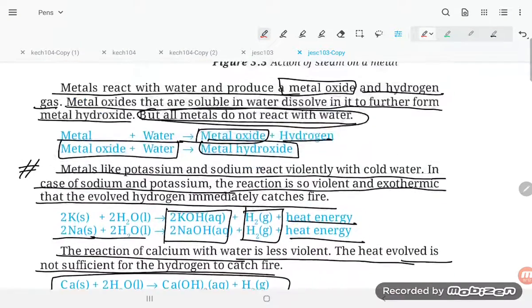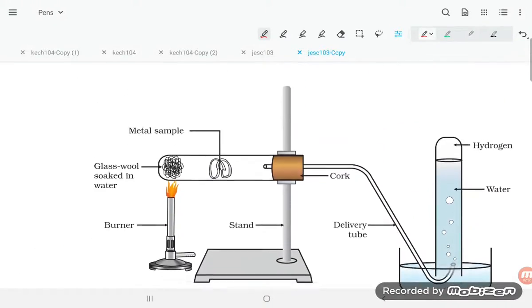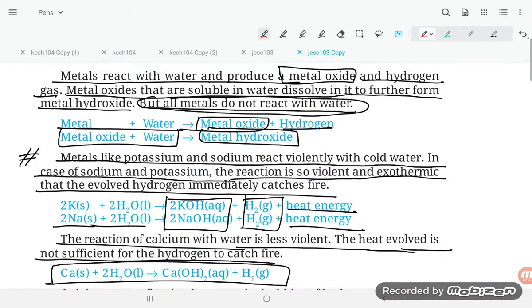So that is the reaction of the metal with the water molecule, students.